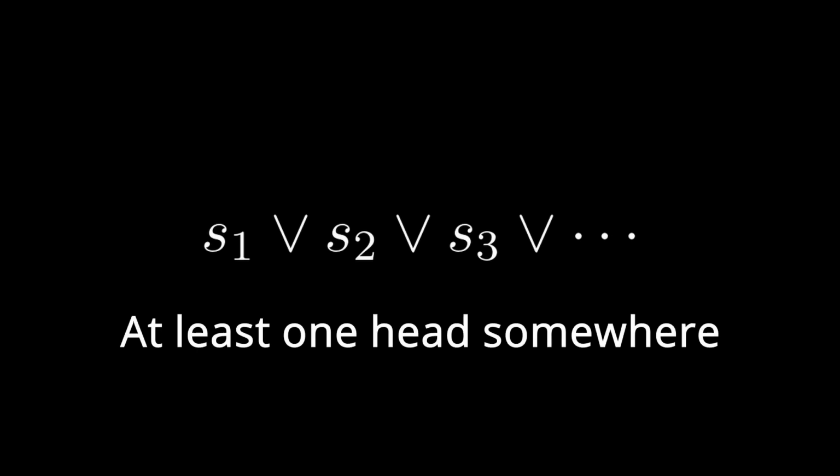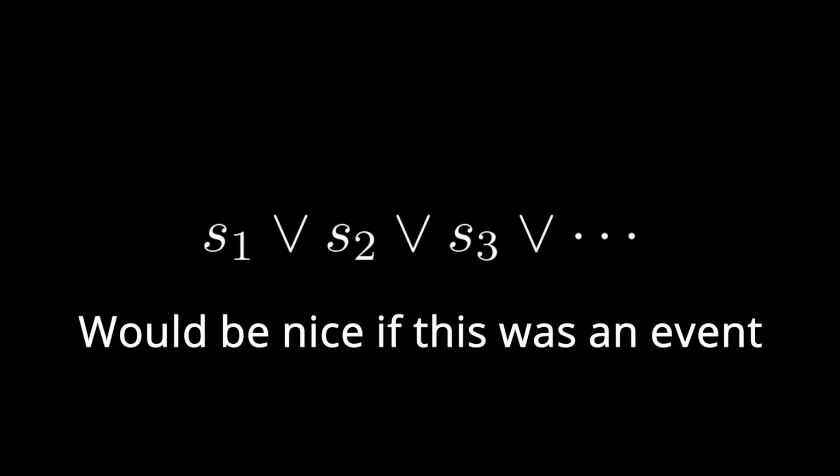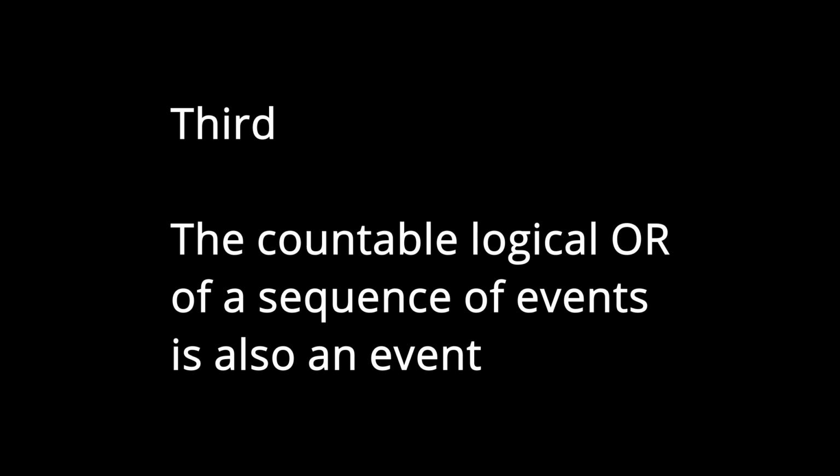Now consider the logical statement S sub 1 or S sub 2 or S sub 3 or S sub 4, etc. That is the event that the first head occurred on the first flip or the second flip or the third flip, and so on. Given that each S sub i is assigned a probability, it would also be useful to guarantee that the logical or of S sub 1 or S sub 2 or S sub 3, etc. was also an event. Therefore, our last property is that if there is a countable sequence of events, then the logical or of that sequence is also an event.